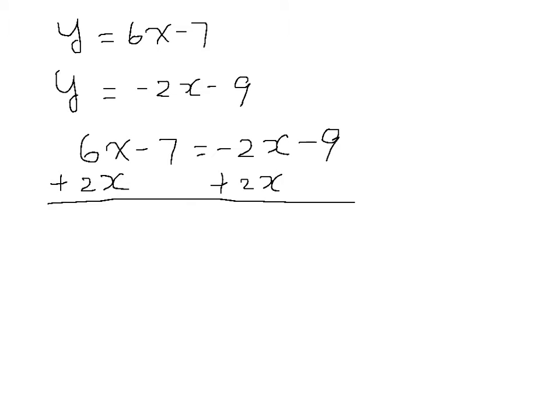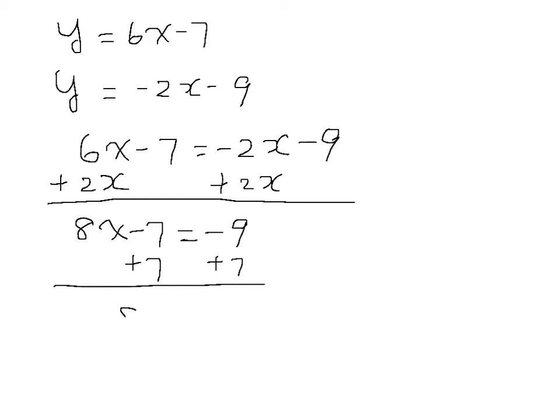we're gonna get rid of 1x from one side, so that we have 8x minus 7 equals negative 9, and add 7 to both sides. So we have 8x equals negative 2, which is negative 2 over 8, or negative 1 over 4. So now we know that x equals negative 1/4.